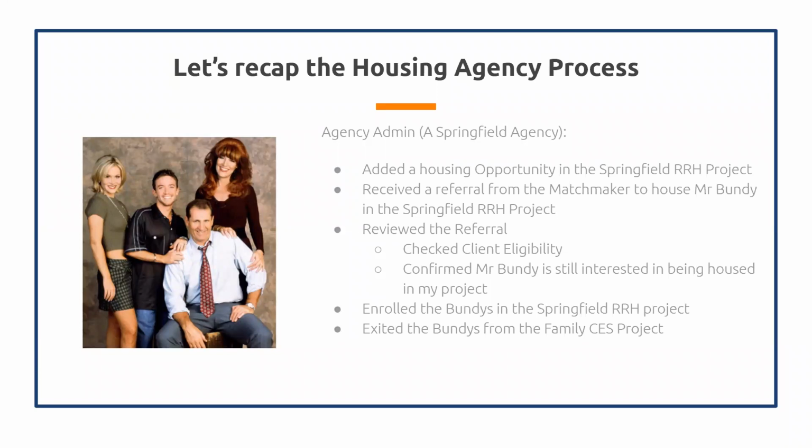Then I reviewed that referral. I checked the client eligibility and confirmed that Mr. Bundy is still interested in being housed in my project. So I had that conversation with my client. I enrolled the Bundys in the Springfield Rapid Housing Project, and then I exited the Bundys, the whole family, from the Family CES project after they were placed in the unit. So that's the overview of the steps I followed as a user in the Springfield agency.